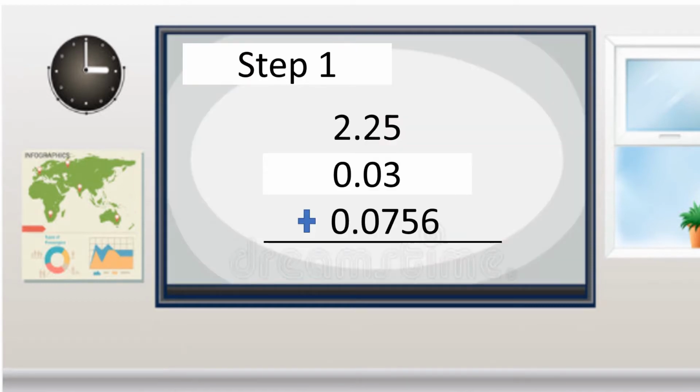So arrange the digits in columns and align the decimal points in adding decimals. So we're going to arrange it. So this point will be your pattern. Enter zeros in empty decimal place values if needed, so that all of the numbers have the same number of decimal places.